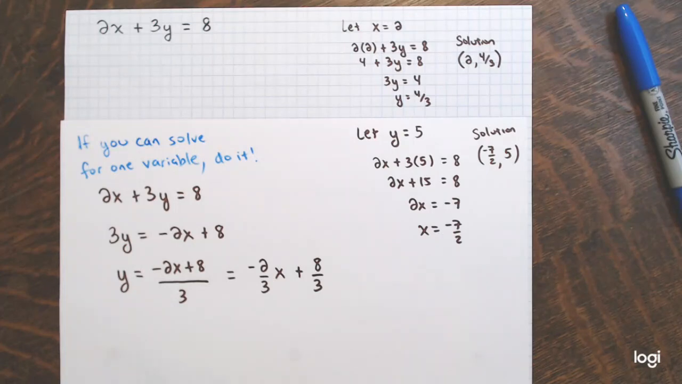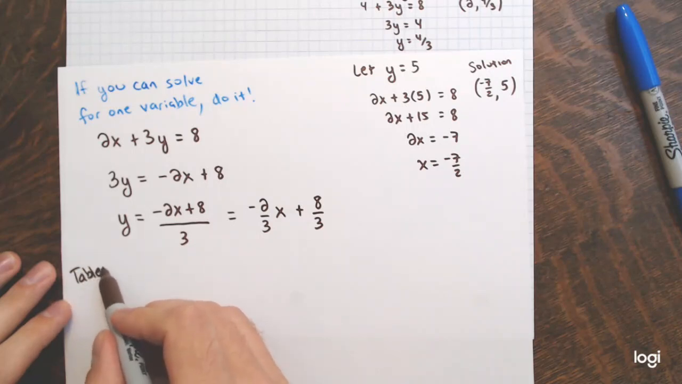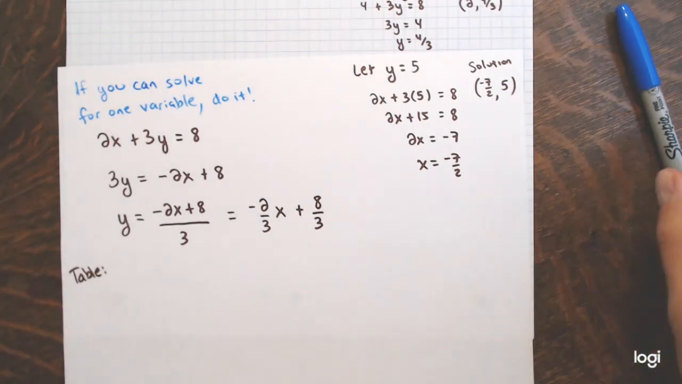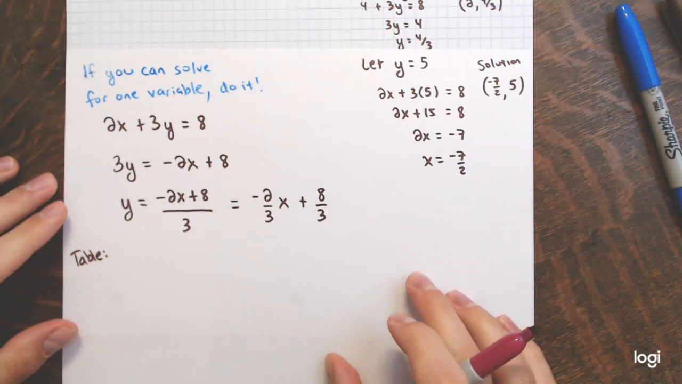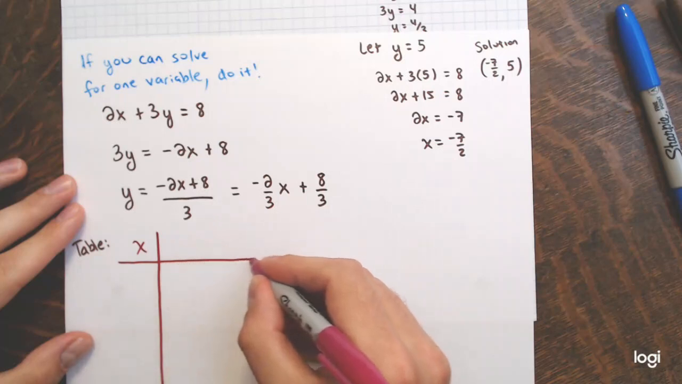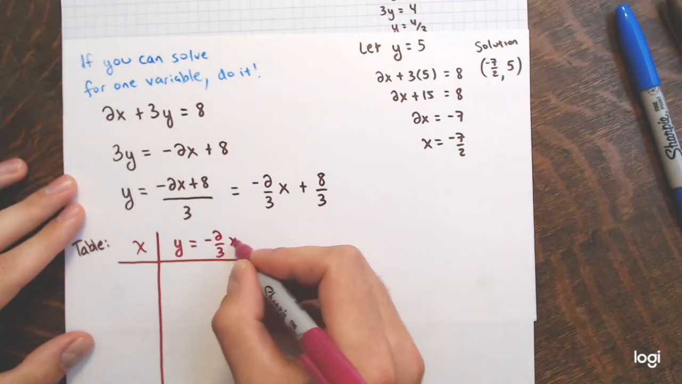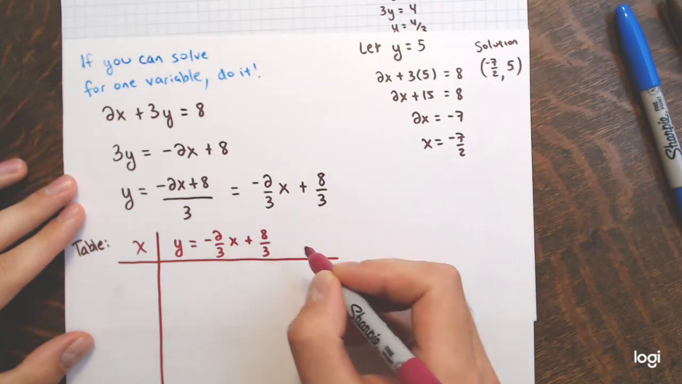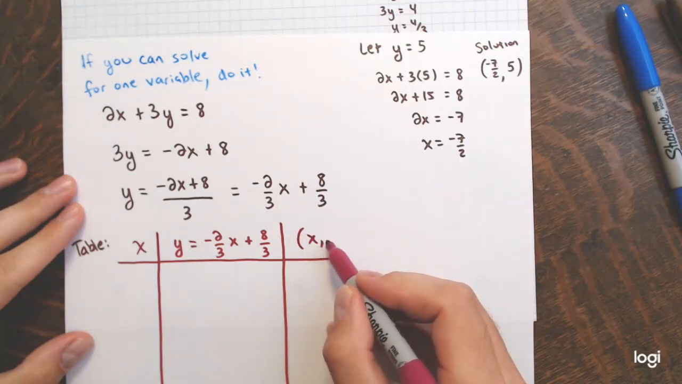Okay, so here we go. I'm going to make a table. Now I have solved for y. So like in the first example, it would be a lot easier to find points, find solutions, if I plug in values for x. So I'm going to make a table. Here's values of x, and then the equation again, y equals negative 2/3 times x plus 8/3, and then a third column with the solutions, the points I'm going to plot.